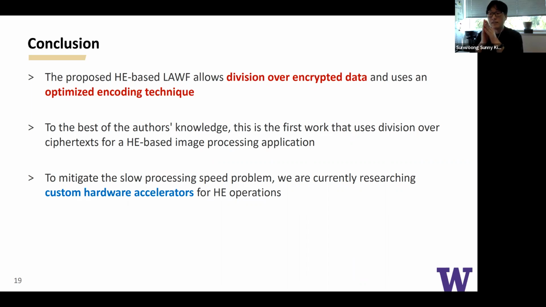And we still have the slow processing speed problem. So to mitigate the problem, we plan to apply custom hardware accelerators for homomorphic encryption operators. So this is the last slide of my presentation. Do you have any questions?